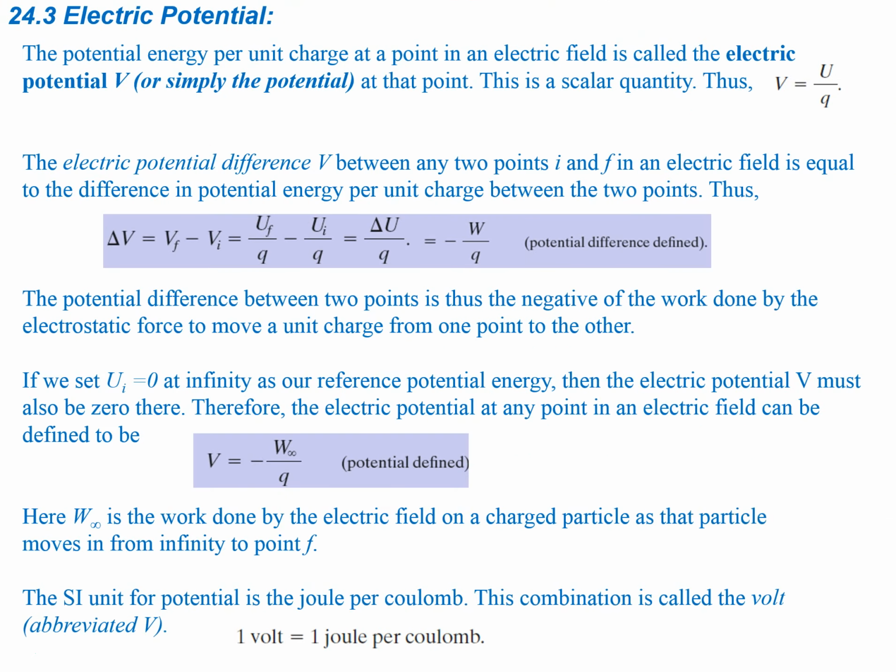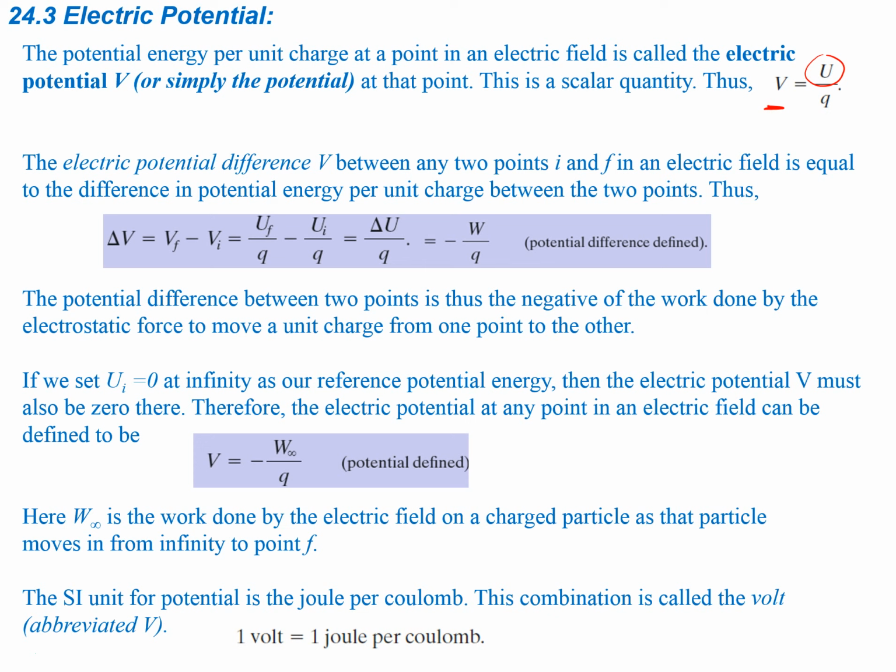Okay. So the potential energy per unit charge at a point in an electric field is called the electric potential, or V, or simply just the potential at that point. This is a scalar quantity, so V, which is our electric potential, is equal to our potential energy divided by our charge. So the electric potential difference, V, between any 2 points, I and F, in an electric field is equal to the difference in potential energy per unit charge between those 2 points.